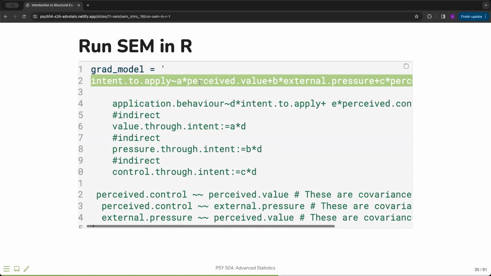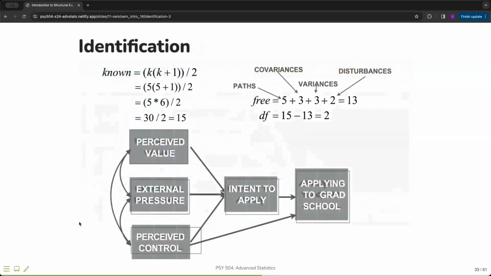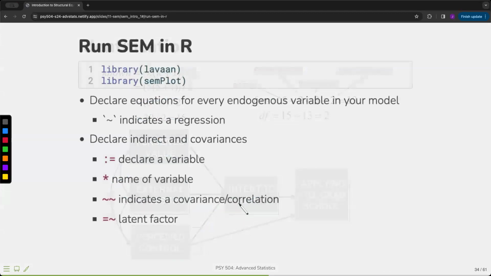So I've labeled these things A, B, and C. So let's go back to our model here, and let's just label these paths. So this is going to be A. This is going to be B. This is going to be C, this is going to be D, and this is going to be E here. So the first regression model that we're fitting is basically perceived value, external pressure, and perceived control predicting intentions to apply. That's our first regression model.